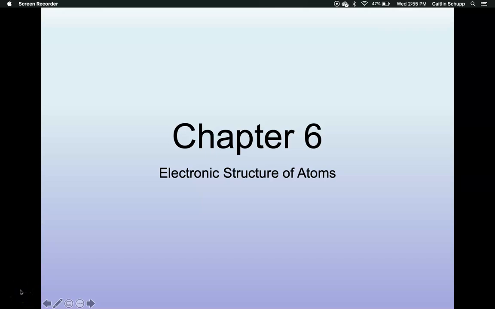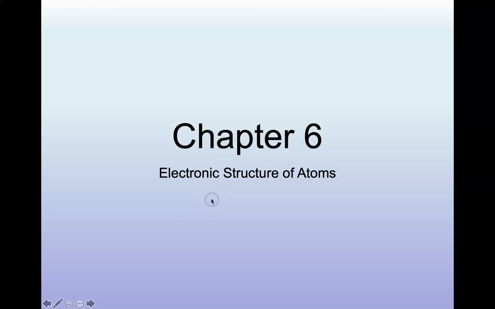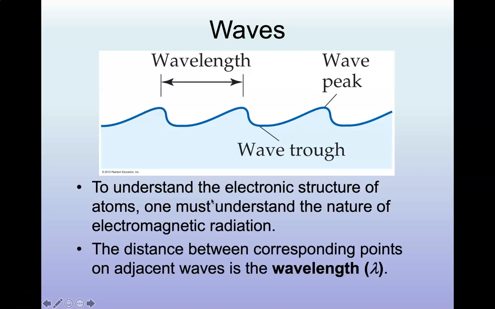I'm going to try and separate this into two videos so that you can watch them separately. Probably keep them to less than 10 minutes each just to make sure you can get through them in a timely manner. So chapter 6 is going to talk about the electronic structure of atoms, and we've talked about this before in classes, and you've seen this stuff before.